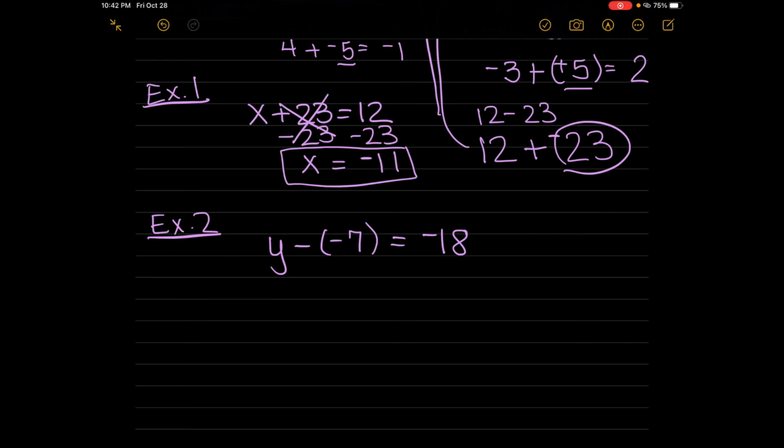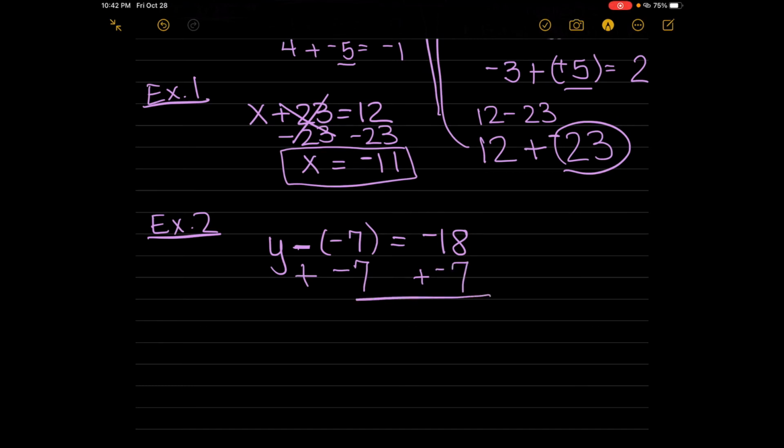Sometimes kids like to say, oh, I have a minus sign, let's change it to plus, and the second number to its opposite. And you definitely can do that. But I'm not going to do that this time. I'm going to go through and just do this like a regular equation. This says y minus -7. So I'm going to do the opposite of minus, and I'm going to plus a -7. And I'm going to do that on both sides.